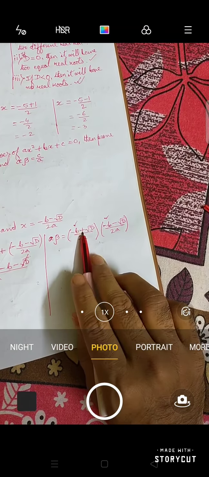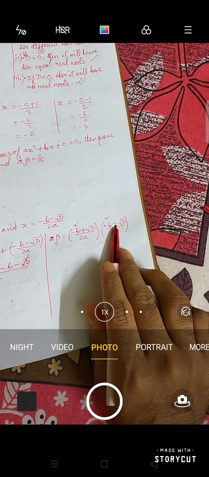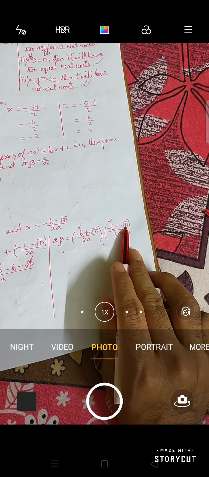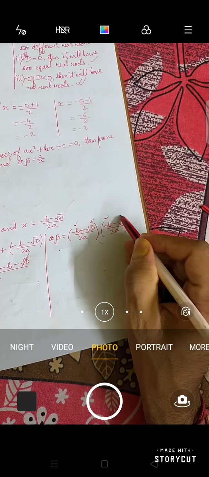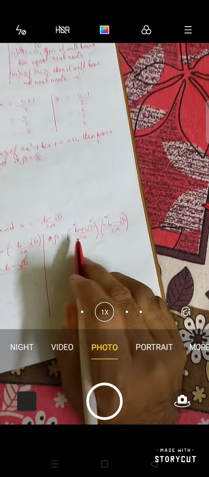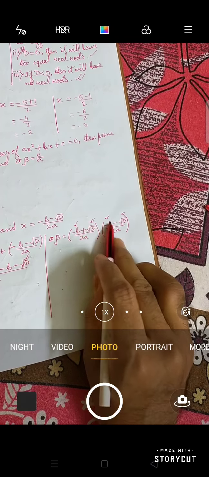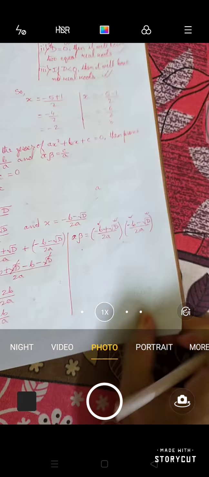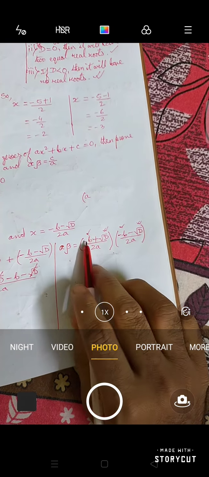Now there is a plus, there is a minus, and there is a root d and root d. That means the second number is same. Only the problem is minus and plus. Correct? So can I say that this is minus b, this is minus b? Let us assume that they are a. Just assume a.